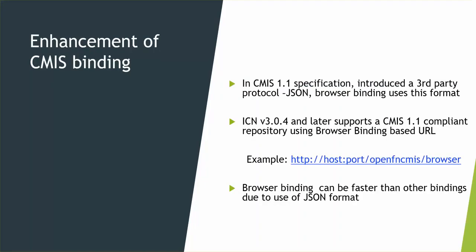In the CMIS 1.1 specification, a third protocol, JSON, was introduced, and browser binding uses this JSON format. So in IBM Content Navigator 3.0.4 and later versions, we support a CMIS 1.1 compliant repository by using a browser binding based URL. Example is below. The browser binding is faster than other bindings because it uses JSON format, so we added it in ICN 3.0.4 and later releases.